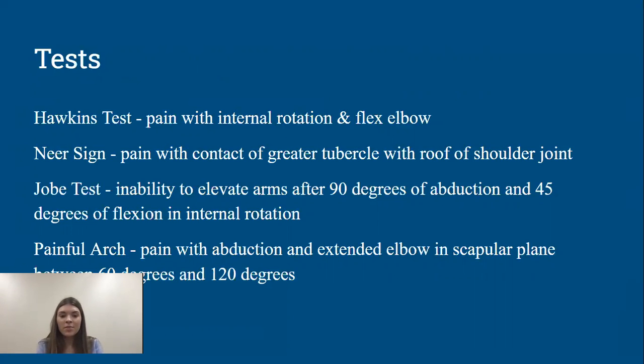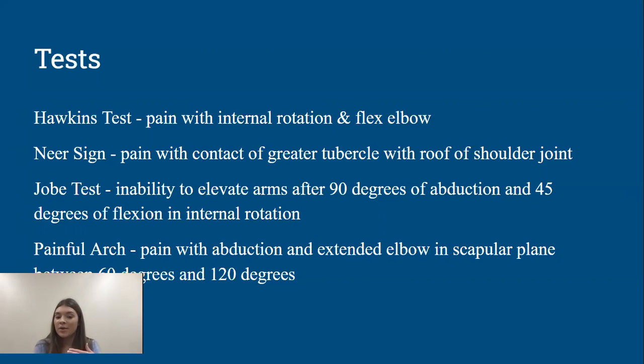subacromial impingement syndrome. So there is the Hawkins test, which is positive if pain arises when the patient completes max internal rotation at 90 degrees with elbow flexion. This test highlights what occurs when the subacromial space between the greater tubercle and the coracoacromial ligament is narrowed. There's also the Neer sign test, where one hand fixes on the scapula and the other hand raises and internally rotates the arm. And this causes the greater tubercle and the roof of the shoulder joint to make contact.